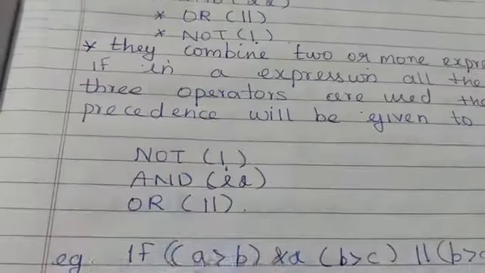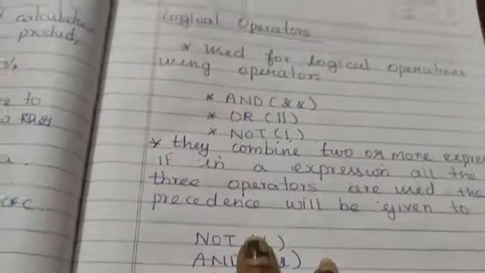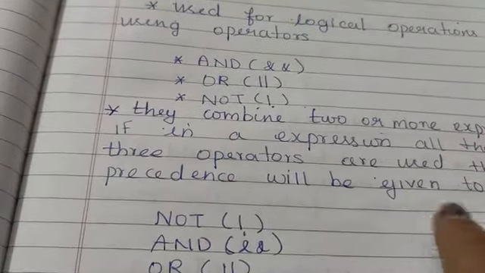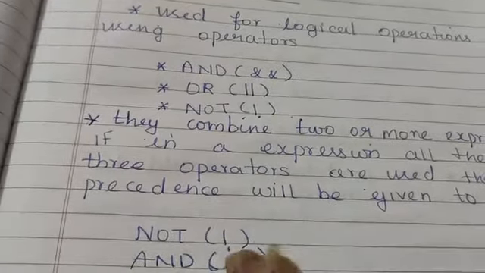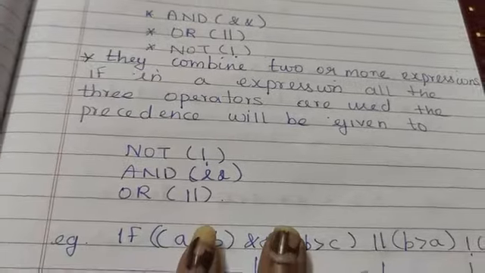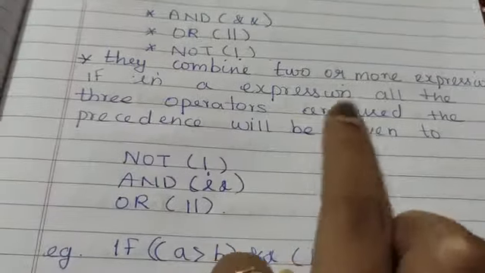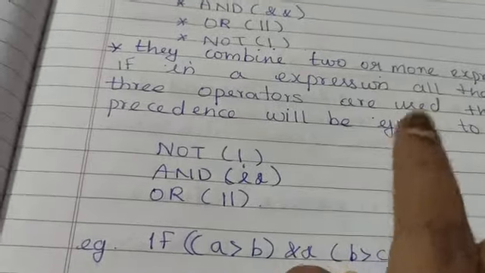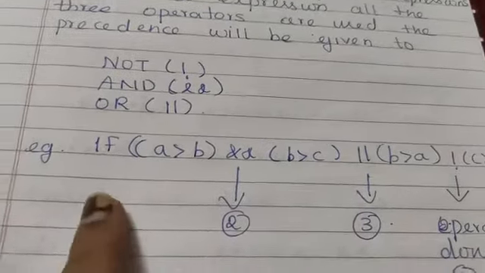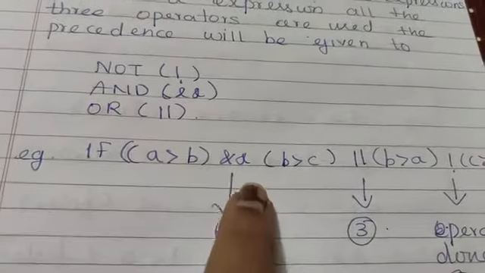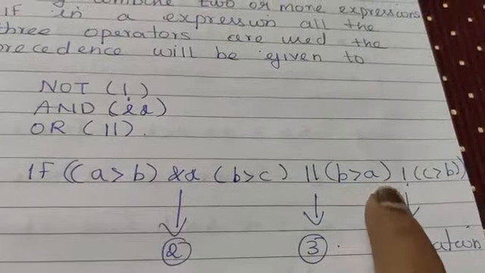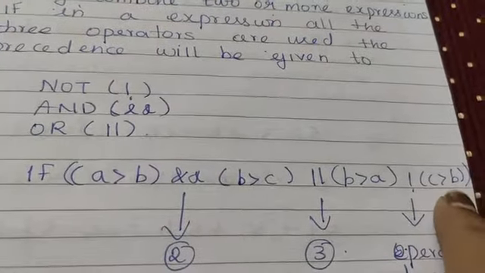Suppose we take these relational operators. A is greater than B and B is greater than C. Like that we are going to compare the two expressions, that is, combine the two expressions. If all the three operators are used in an expression, precedence will be given to one of them. Suppose you give the expression like this: if A is greater than B and B is greater than C, or B is greater than A, not C greater than B.